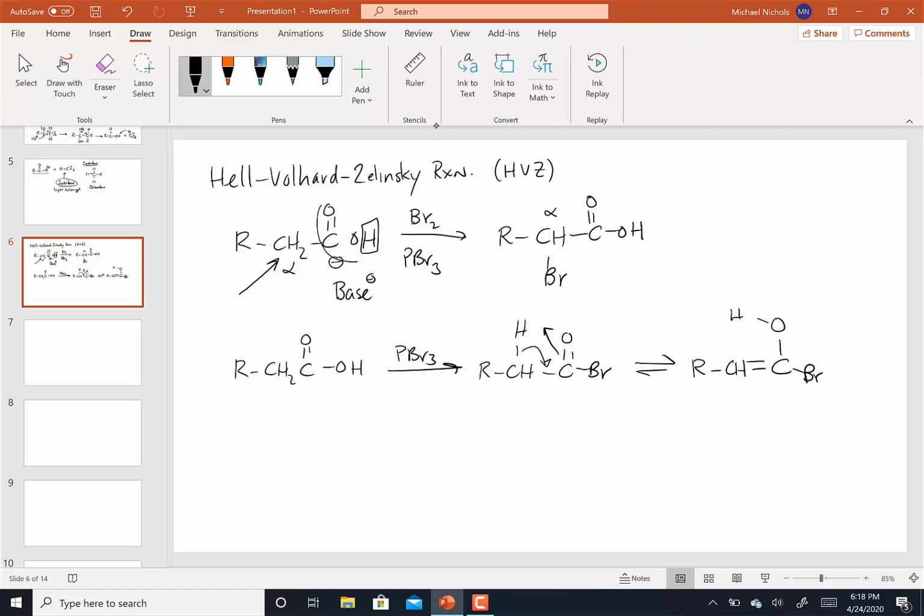Once I form that enol, I'm now going to go ahead and add my bromine, my Br2, so this pair of electrons is going to come down here. This pair of electrons involved in the double bond is going to react with the bromine and kick off the Br-. So I didn't do anything with base here, because again, base would have deprotonated the carboxylic acid. So if I do that, then what I'm going to end up with is now a bromine attached to what is still the alpha carbon.